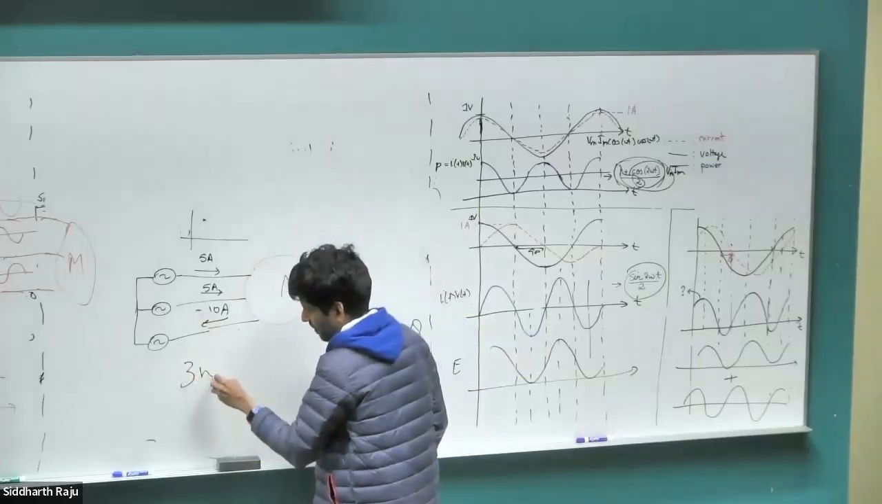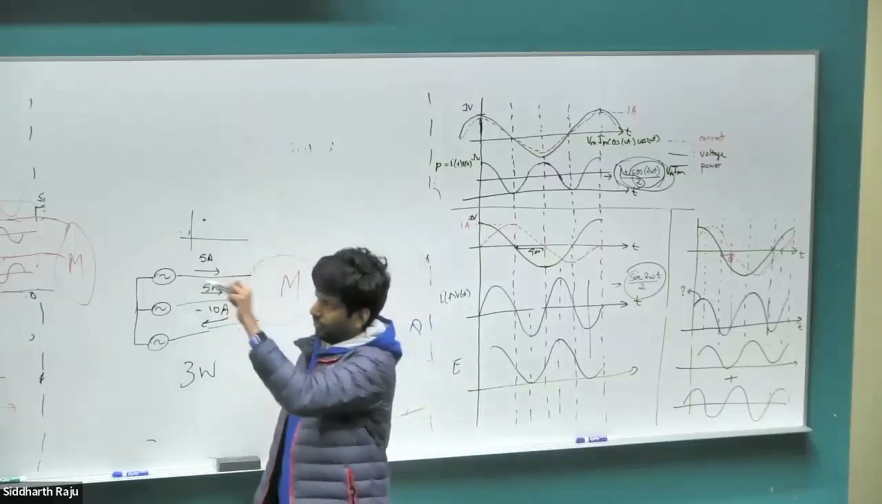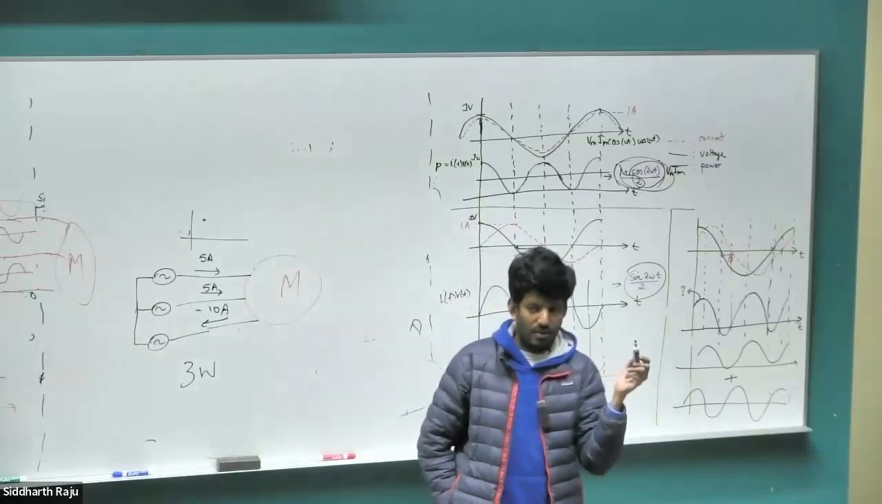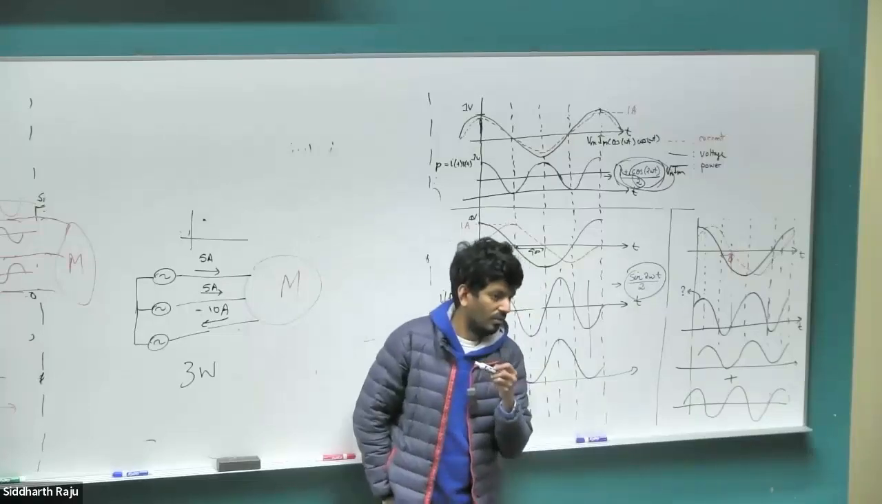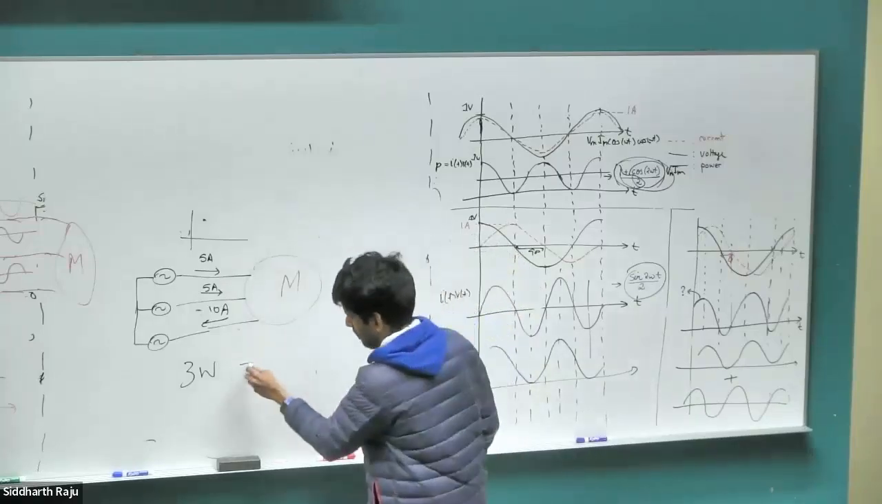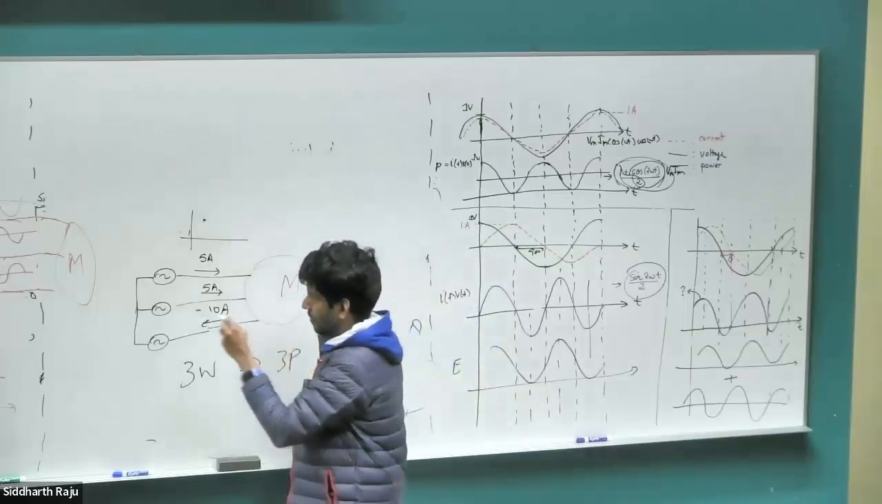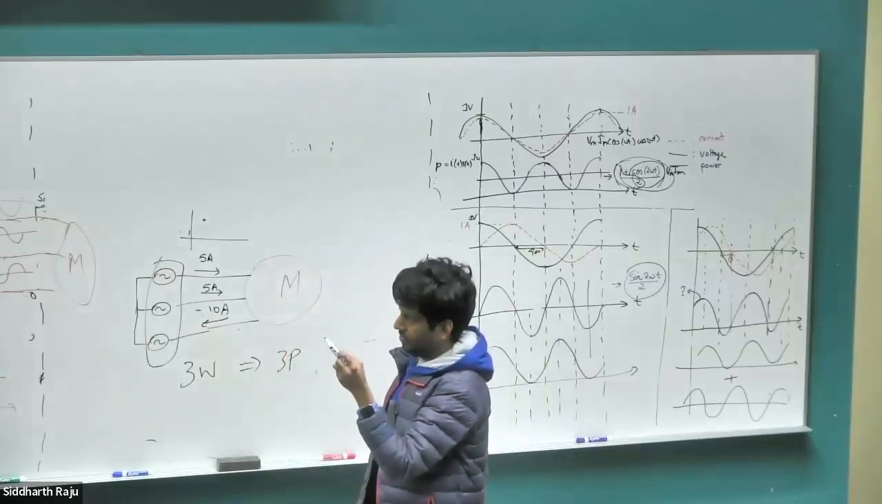And with 3 wires, we can transfer power. How much power can we transfer compared to the one-phase case? If in the one-phase case, we could transfer some power P, what will be the amount of power we could transfer in the 3-phase case? 3 times the power. Right, because we had 3 voltage sources, same voltages as before.